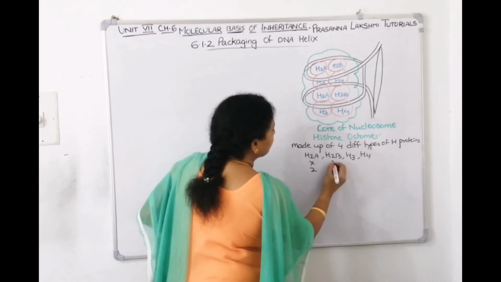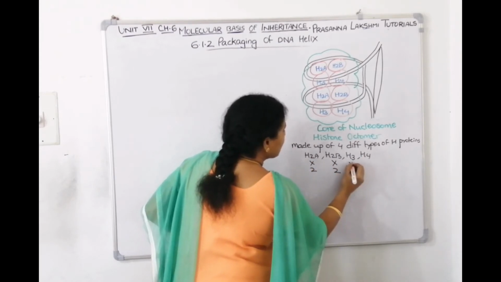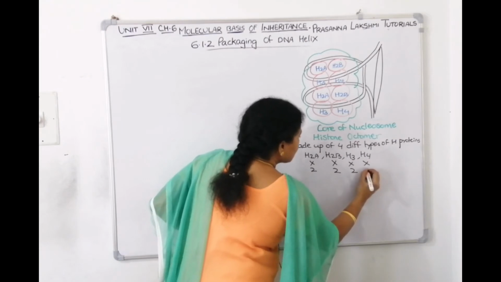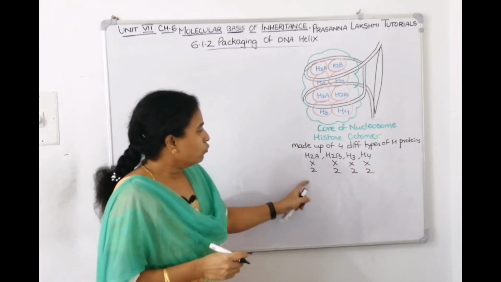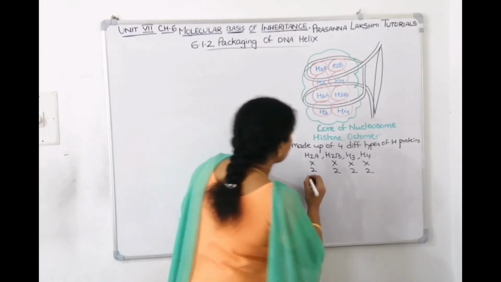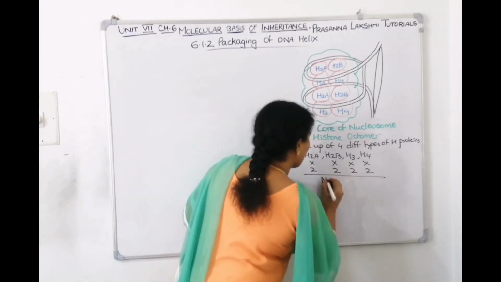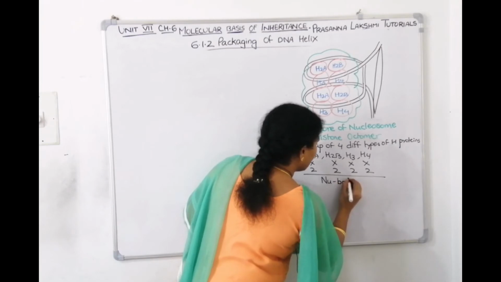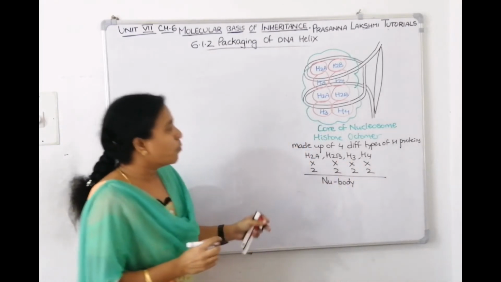This will repeat 2 times. So 2, 4, 6, 8 will make an octamer. So this octamer is also called nu body.